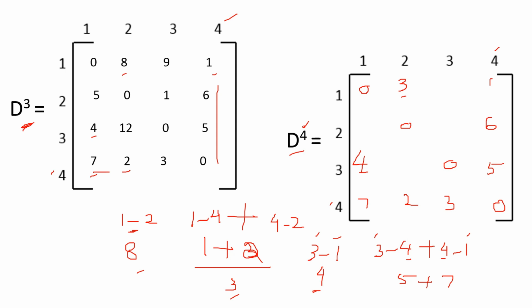Hope this much is okay. That is D0 we are getting from the graph directly, and then from D0 we are preparing D1, from D1 D2, from D2 D3, from D3 D4. Since here we are having 4 vertices, 1, 2, 3, 4, we need up to D4.